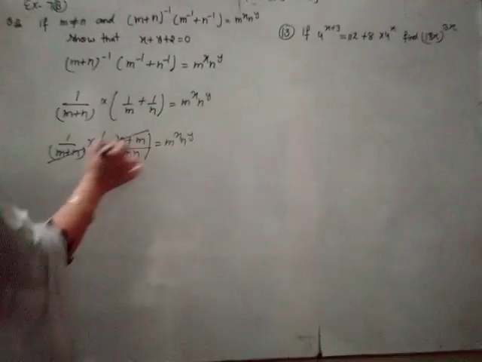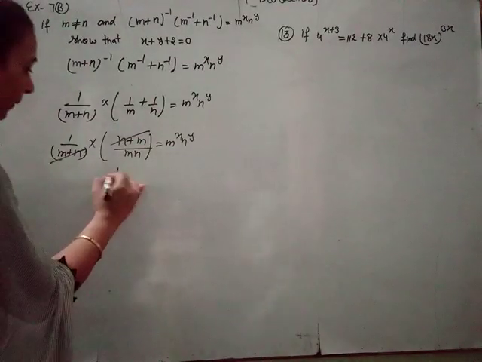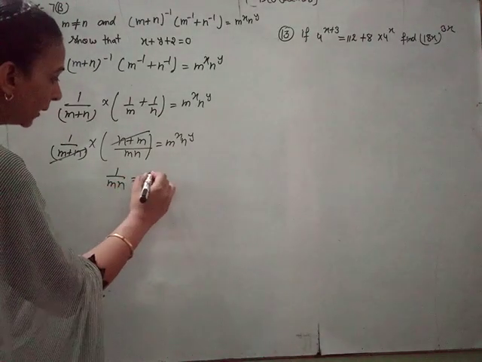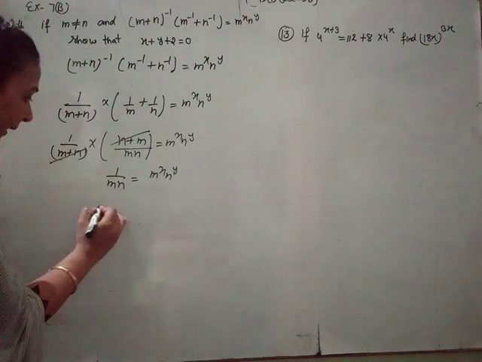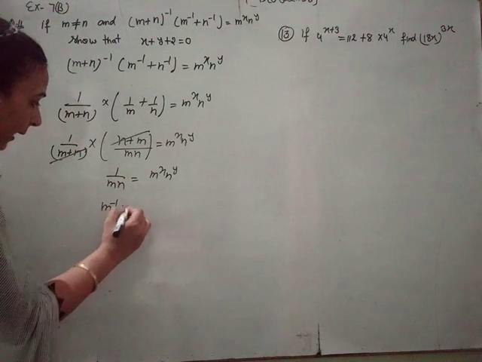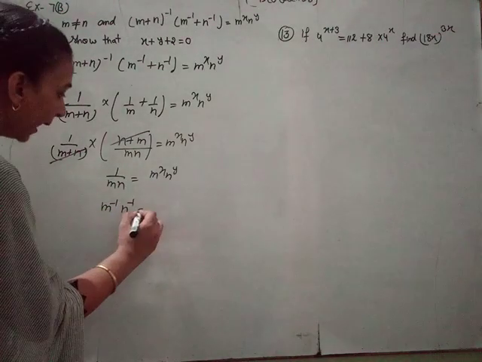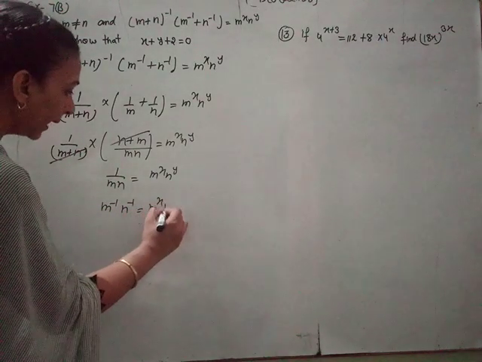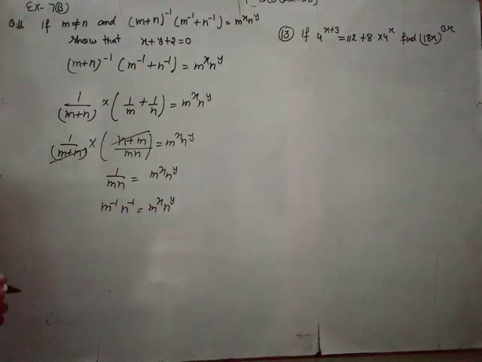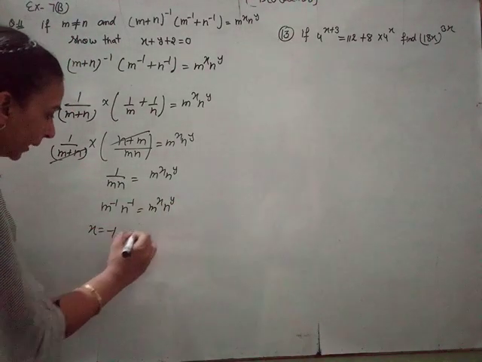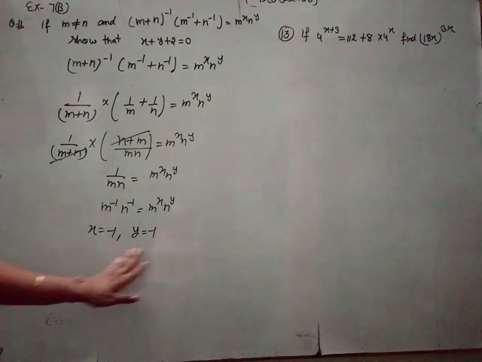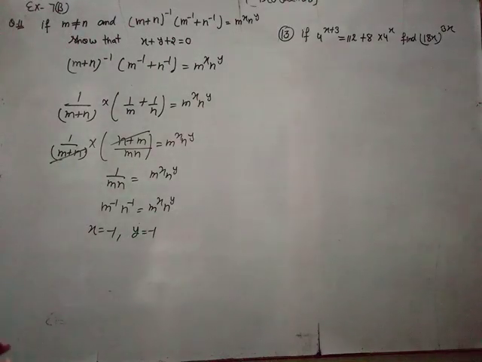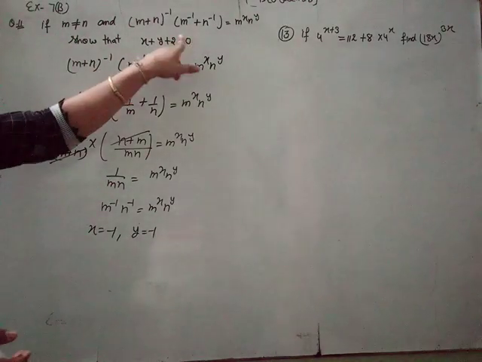Okay, m plus n cancels out, then 1 by mn equals m^x n^y, and we write it as m to the power minus 1 and n to the power minus 1, and this equals m^x n^y. Okay, students, then if we compare both, x equals minus 1 and y also equals minus 1. The values of x and y are both minus 1. Then show that this plus this equals 0.